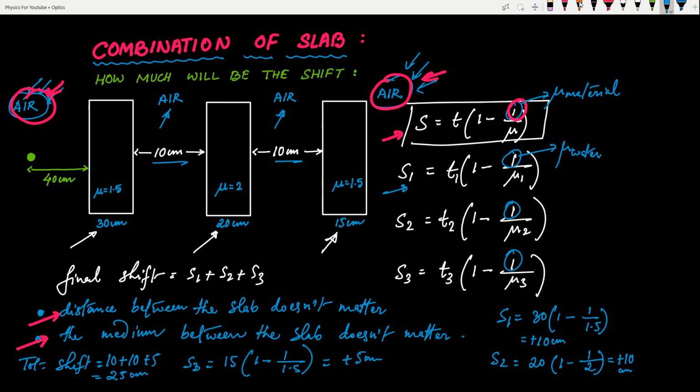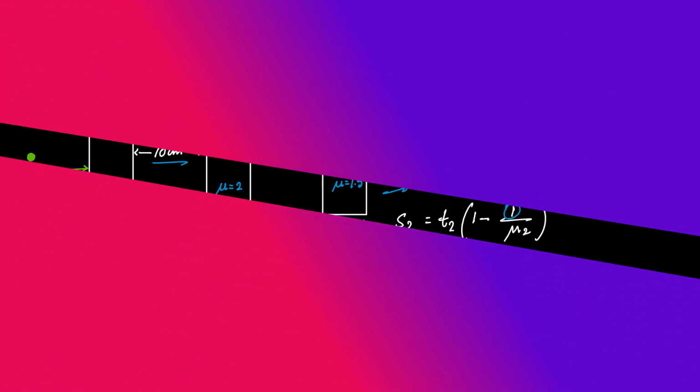Very simple. Okay, so that's all for this concept. I hope the concept related to shifting due to slab is clear. Now let's move on to our next concept, that is lateral displacement. Okay, so let's move on.